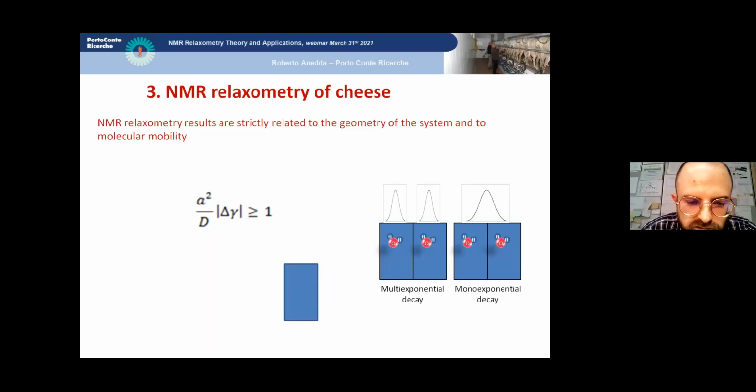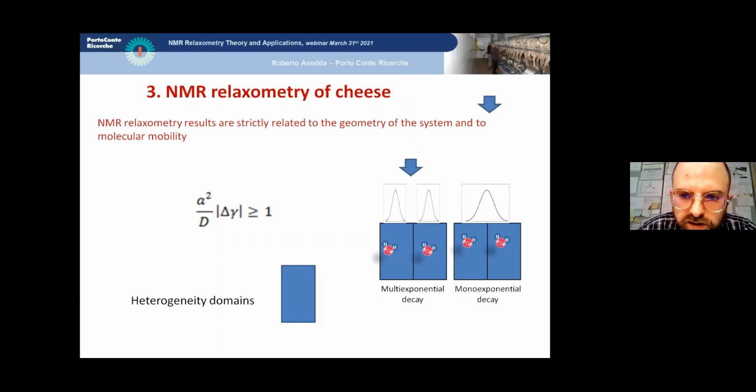This means that if heterogeneity domains are large or diffusion is low, we will observe multi-exponential relaxation in the presence of a heterogeneous system like cheese, for example. On the contrary, when diffusion is fast, so this is the multi-exponential relaxation.